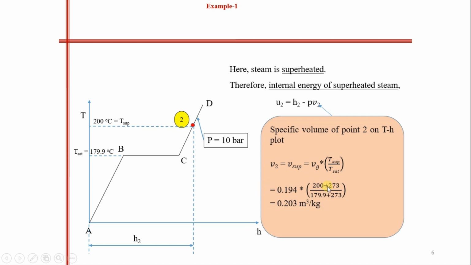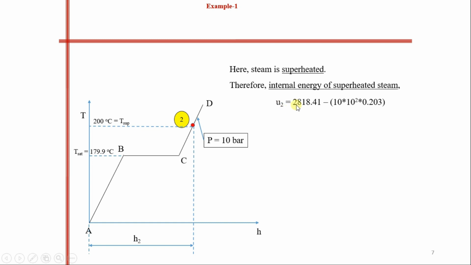Now here we need to convert it into Kelvin, because when you take the division of temperatures you will get different values if you take the values in Celsius and in Kelvin. So for correct answers you need to convert the temperature into Kelvin here. So the specific volume of point 2 comes out to be 0.203 meter cube per kg.